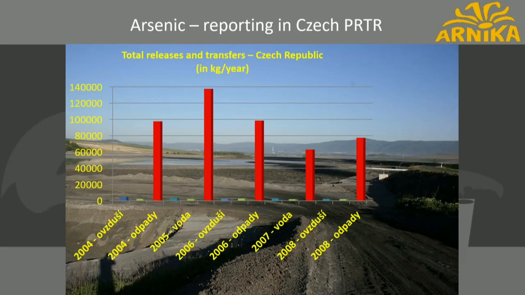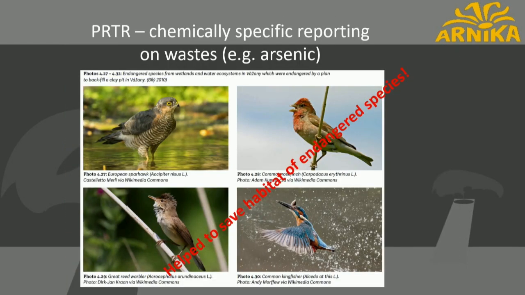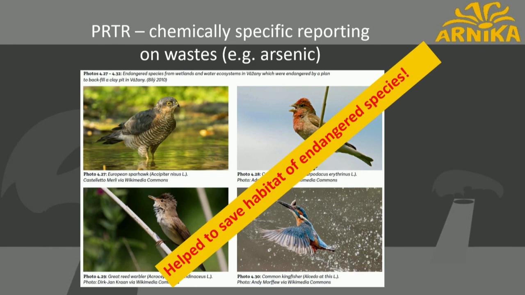Another example can be arsenic. Through the data in the Czech PRTR, we found out that fly ash from coal-burning power plants is a very significant source of arsenic. And by using this data, we were able to prevent damage to a wetland with all these endangered species by using fly ash from a brown coal burning power plant.